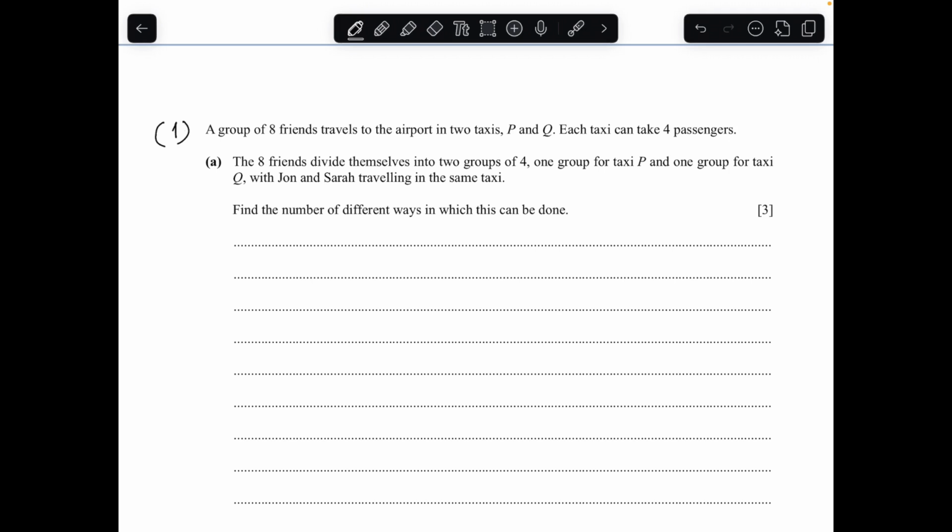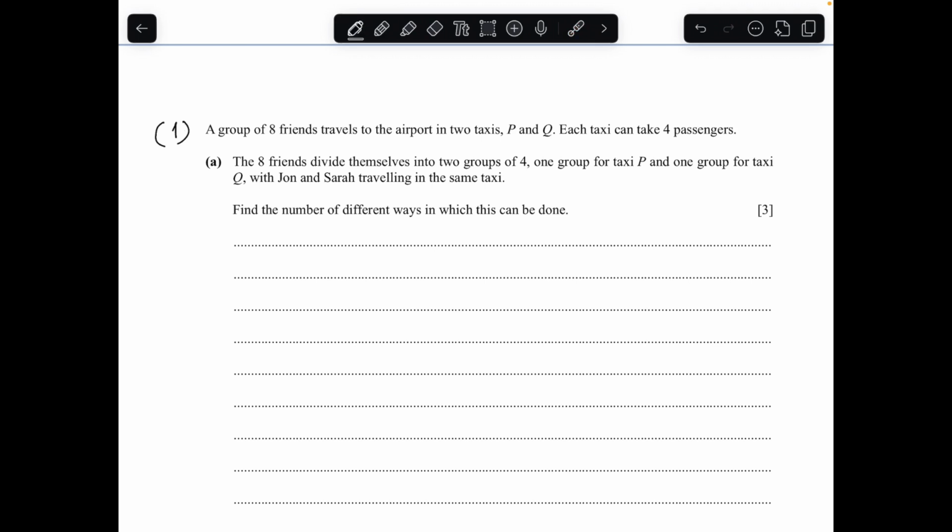Alright, the first question: a group of 8 friends travels to the airport in two taxis, P and Q. Each taxi can take 4 passengers. The 8 friends divide themselves into 2 groups of 4, one group for taxi P and one group for taxi Q. John and Sarah are traveling in the same taxi. Find the number of different ways in which this can be done.